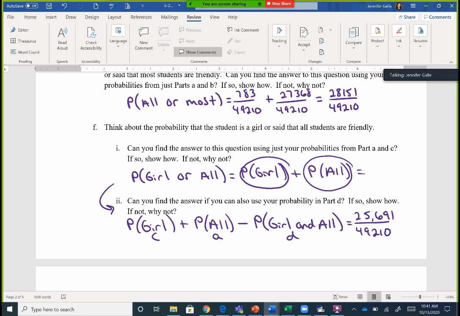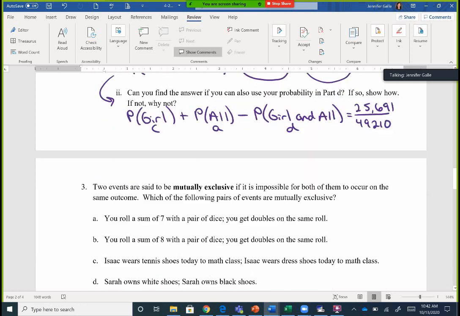We have to think about those things that could be double counted. In part E, you can't be counted twice there. You either responded that all students are friendly or you responded most are. There's no overlap there. There's no double up. But when we move to something different where we have that they are a girl or they said all students are friendly, there's girls that fall into both counts there. There's girls that fall into both, so they're double counted. So if you go to your next sheet, I really want to focus in on this idea.